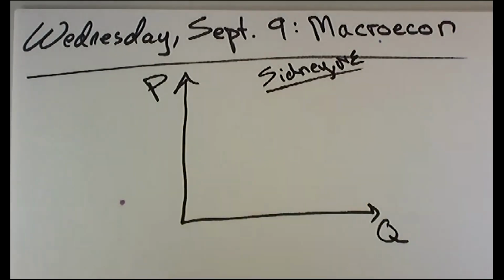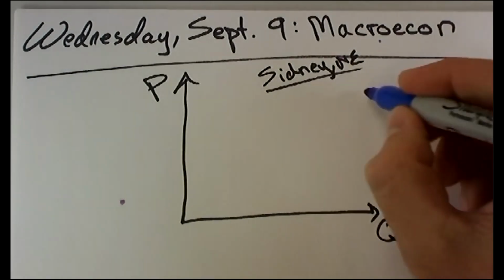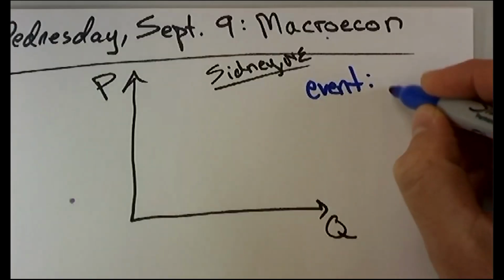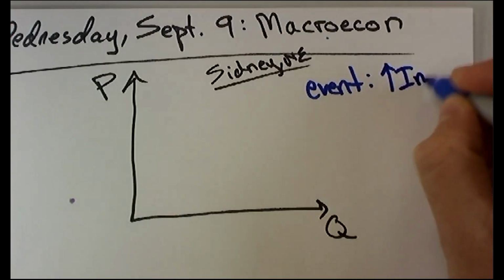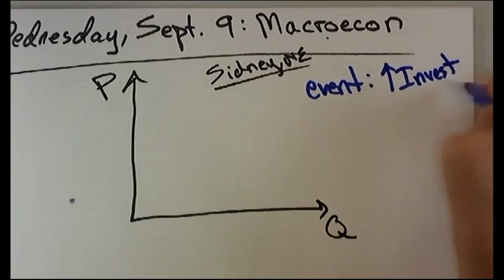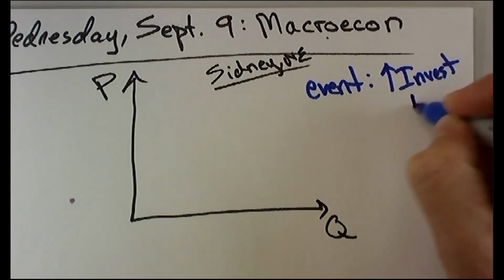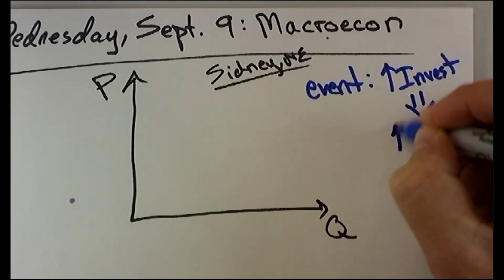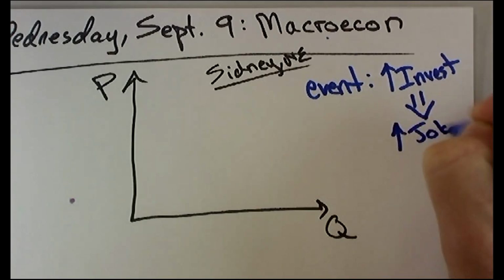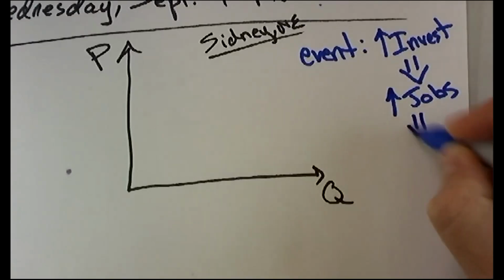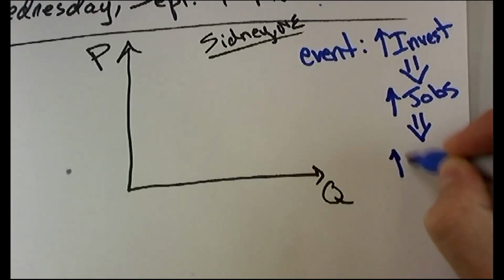And so what was happening? The event was essentially an increase in investment in the region. And what does this increase in investment come with? It's going to come with an increase in jobs, and it said that specifically in the article. And what does an increase in jobs give us? That gives us an increase in income.